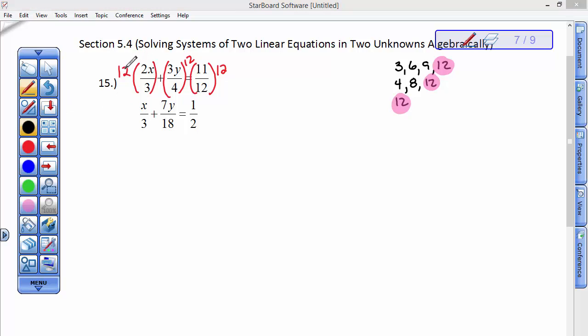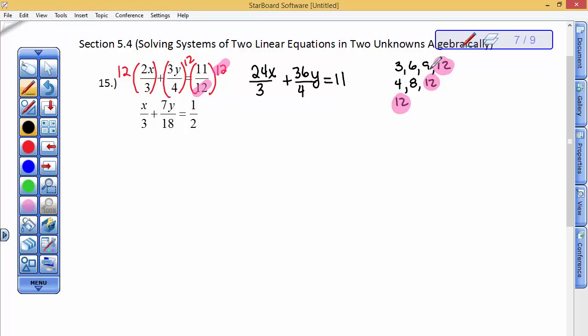Because really, 3 goes into 12 4 times, so you'd have 4 times 2 is 8x. But let's say you have trouble with that. Just go ahead and take 12 times 2x and get 24x over 3. Then you're going to see that that's an 8. 3 times 12 is 36y over 4, and you're going to see that's a 9. Here I'm not going to bother because it's so easy to see that the 12s will cancel out, and that's going to be equal to 11.